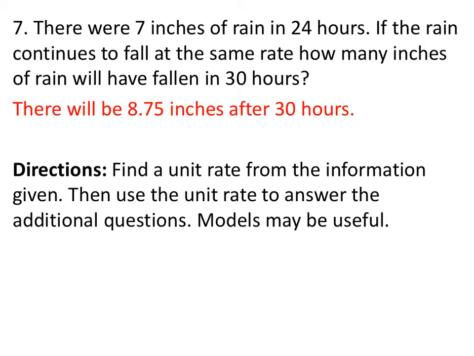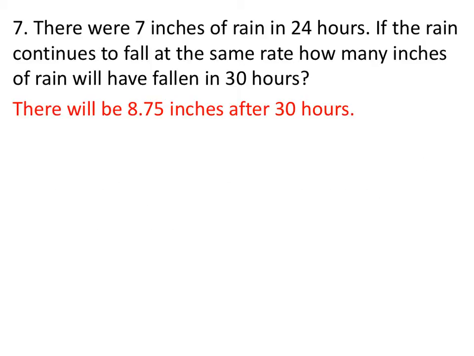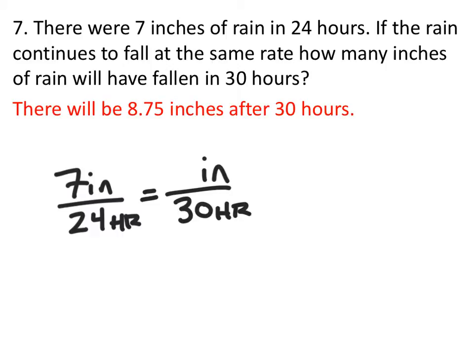Now the unit rate may have been helpful for you, but in this case I'm not going to use the unit rate. I'm going to use that cross multiplication stuff in order to solve this problem. So let's start with the initial ratio that it gave us, which was 7 inches in 24 hours. So this is how I have it. And we're going to compare this to 30 hours, and it will be an equal fraction as well. So we need to figure out how many inches of rain would have fallen in 30 hours.